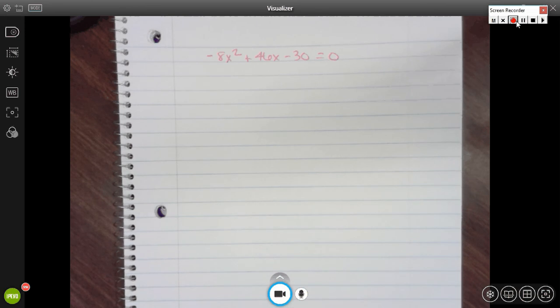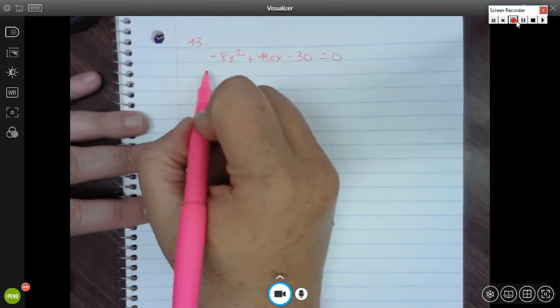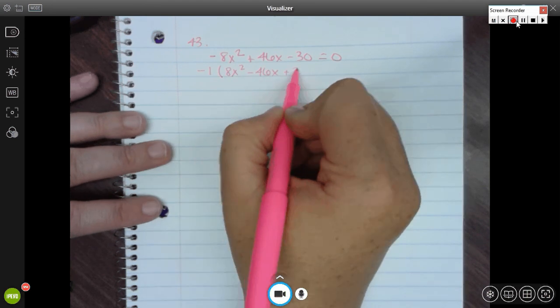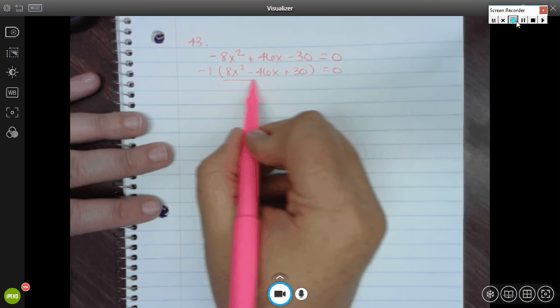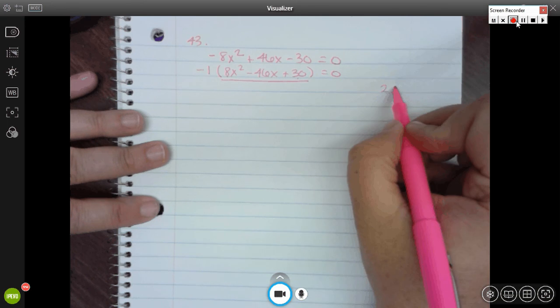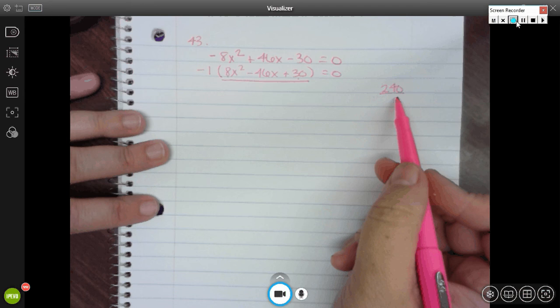The very first thing I want to do, and by the way, this is number 43 on your homework, is look to see, is there anything that I can take out as a GCF from all three of those pieces, right? As I look, I don't think there is, but before I start factoring, I really want to take a negative 1 out, change the signs of everything here, and then factor from there, okay? So A times C would be 240. So I need two numbers that multiply to 240 but add to negative 46.